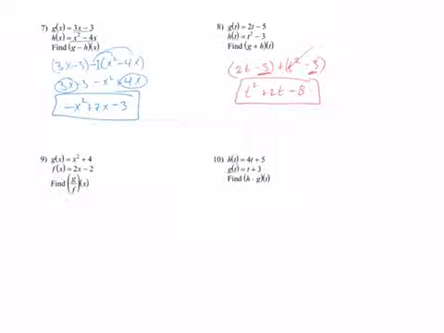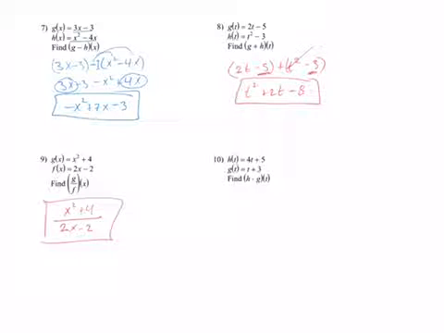Now, dividing, this will just be x squared plus 4 divided by 2x minus 2. I don't see anything that would simplify down there, so it's going to be my answer.